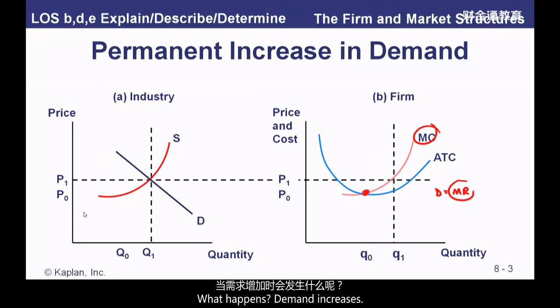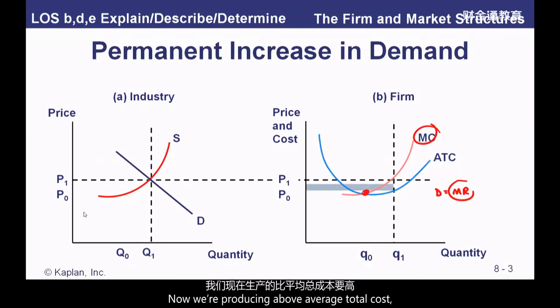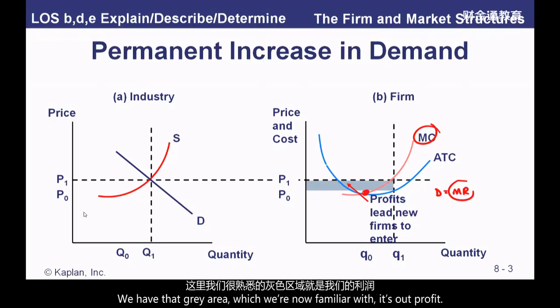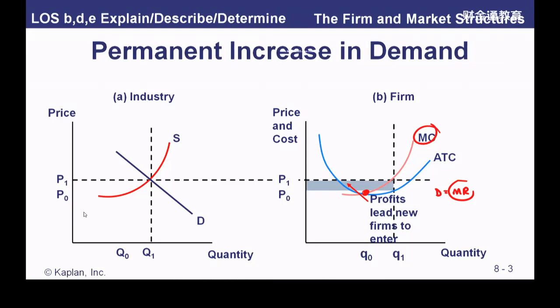Demand increases. P0 goes up to P1, and the firm initially rejoices. Now we are producing above average total cost. We have that grey area, which we are now familiar with, is our profit. But there are no barriers to entry, so as we can see, new firms enter.